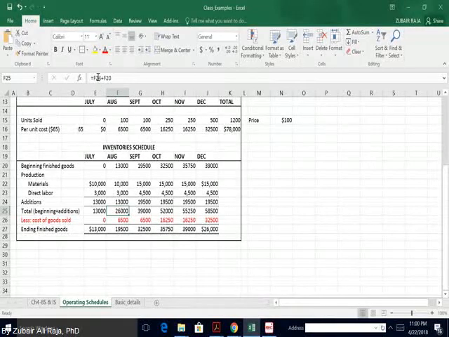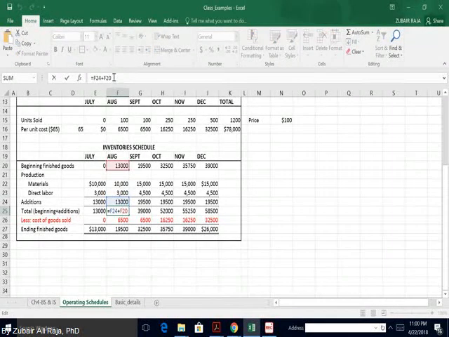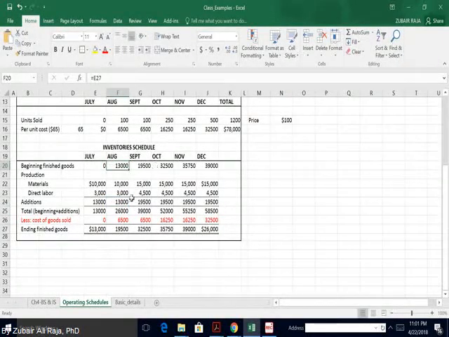Look, this is F24, plus F20. So in this formula, if you see again, this is F24 plus F20. So this is F24 and this is F20, right? So in total, we are getting 26,000, right?